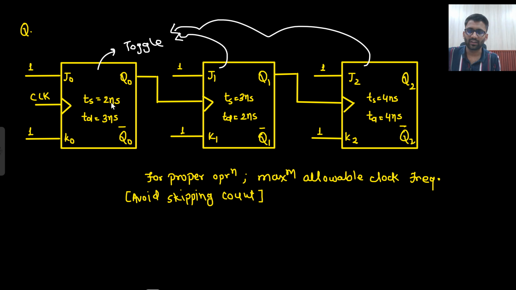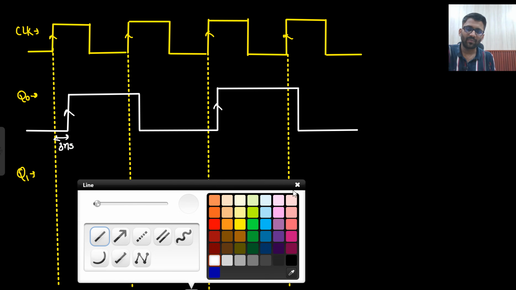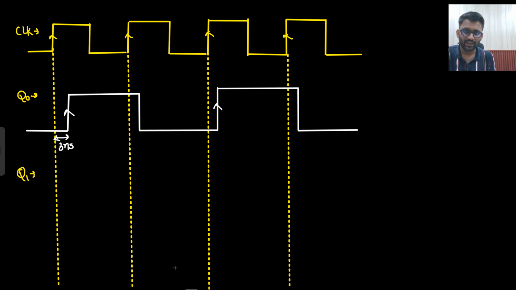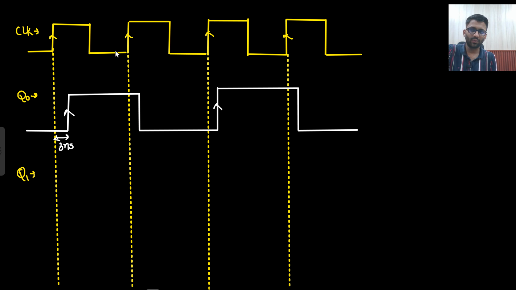So how will the waveform look? 3 nanosecond delay, 2 nanosecond delay and 4 nanosecond delay. So the first is having a 3 nanosecond delay. How will I make the waveform of Q0? With the rising edge of the clock, Q0 will say that it needs to toggle, but I will take a time of 3 nanosecond.